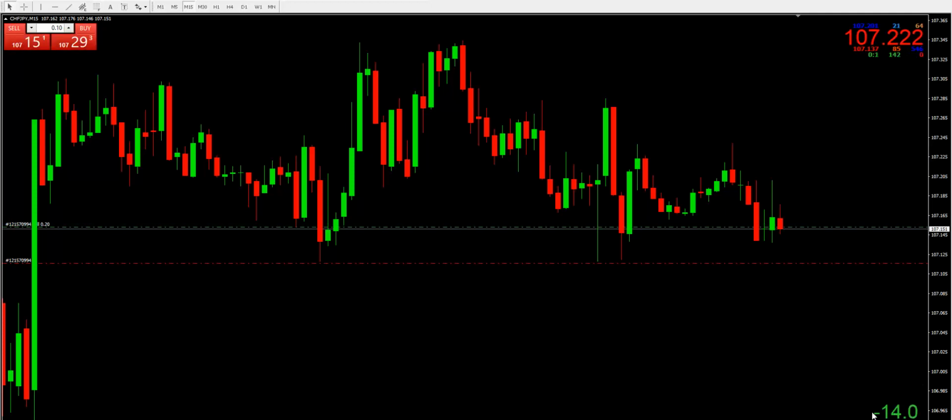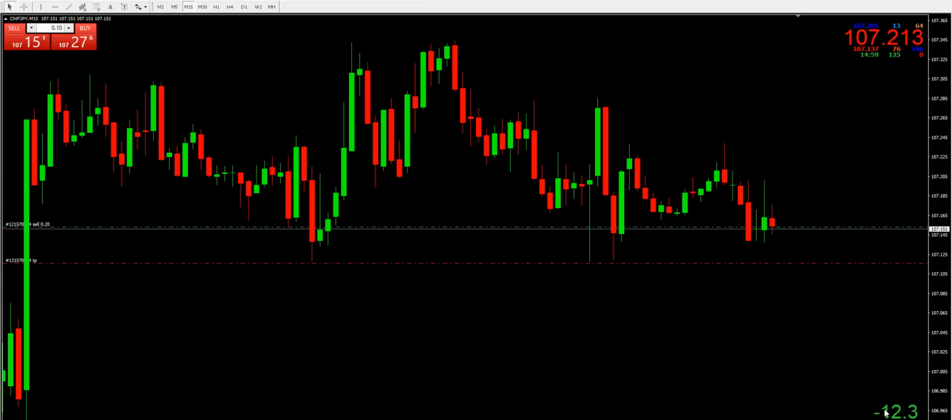Now, how do you work that out? How do you even begin to figure that out? Consider this. 27 minus 15, that would be 12 pips, and that's exactly what we have here. So it means if you were to enter this trade at this time, the trade would have to move 12 pips in your favor, 12 pips in your desired direction, before you even begin to make any profit at all.